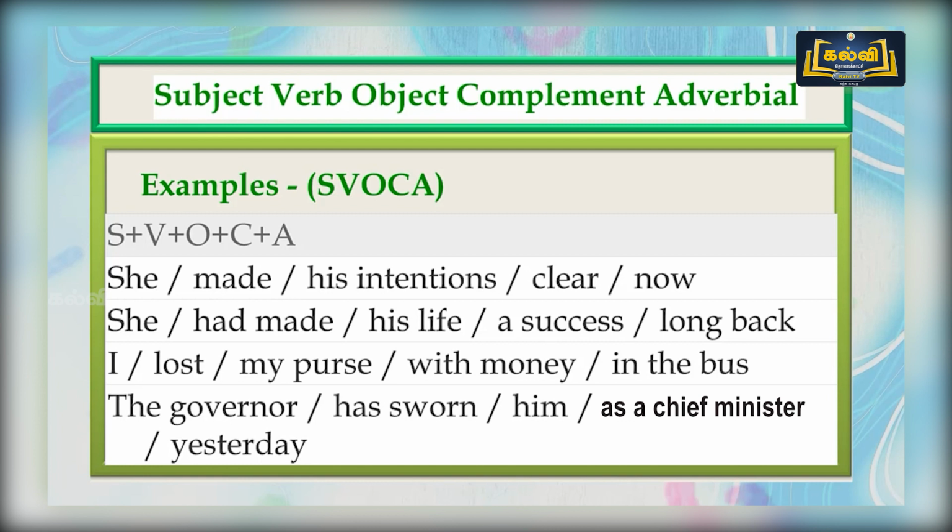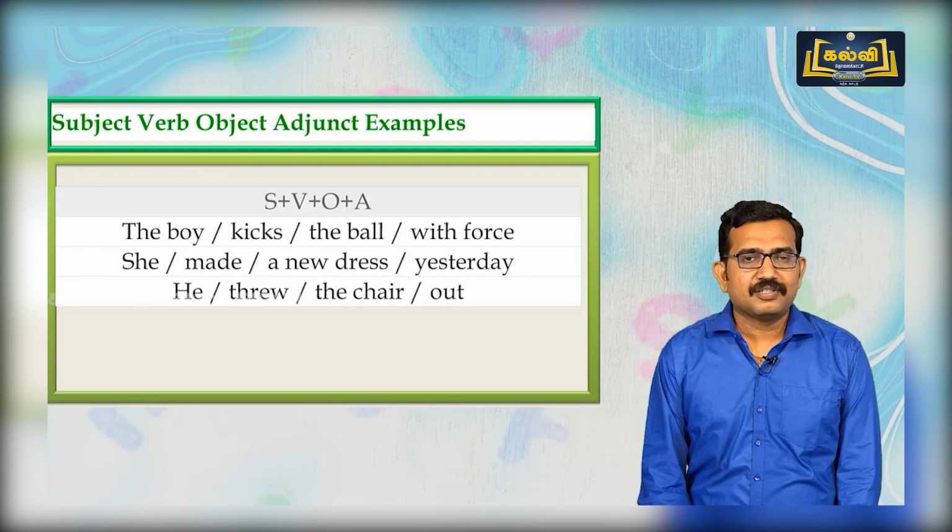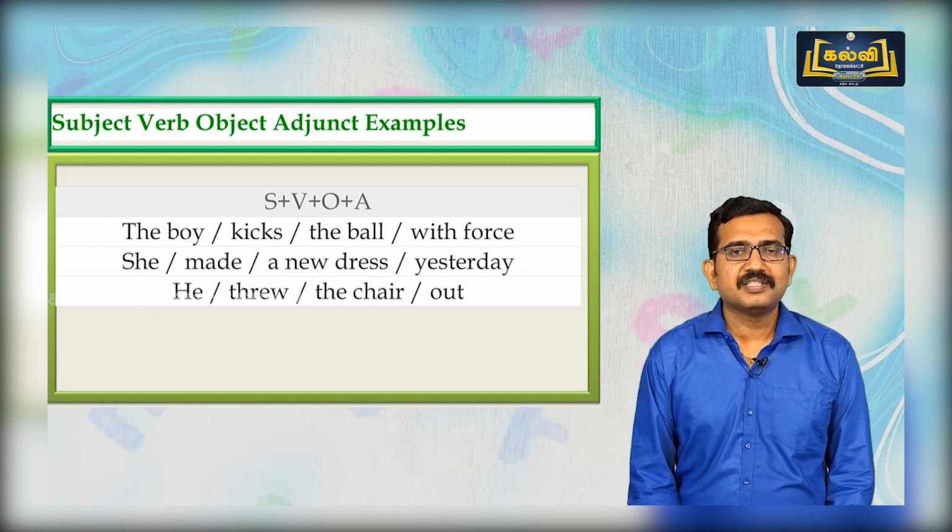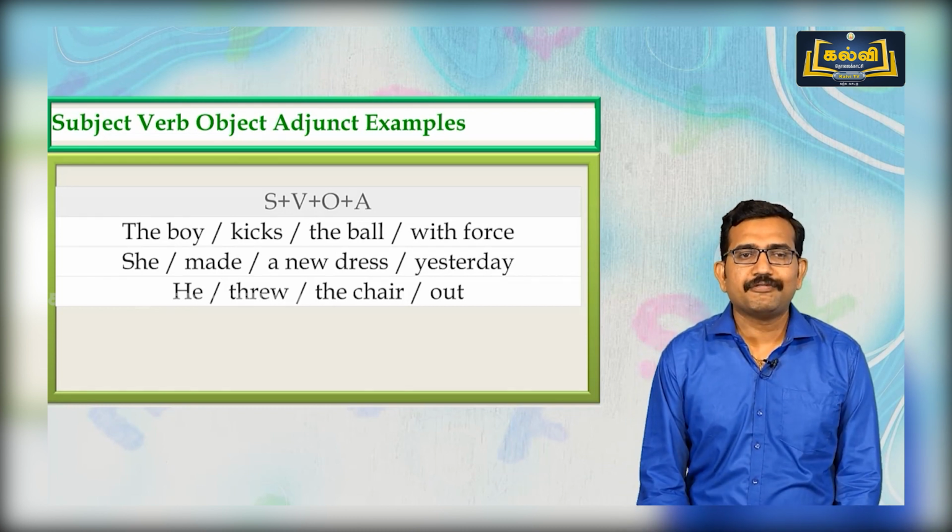She had made his life a success long back. I lost my purse with money in the bus. The governor has sworn him as a chief minister yesterday. SVOA pattern examples. The boy kicks the ball with force.